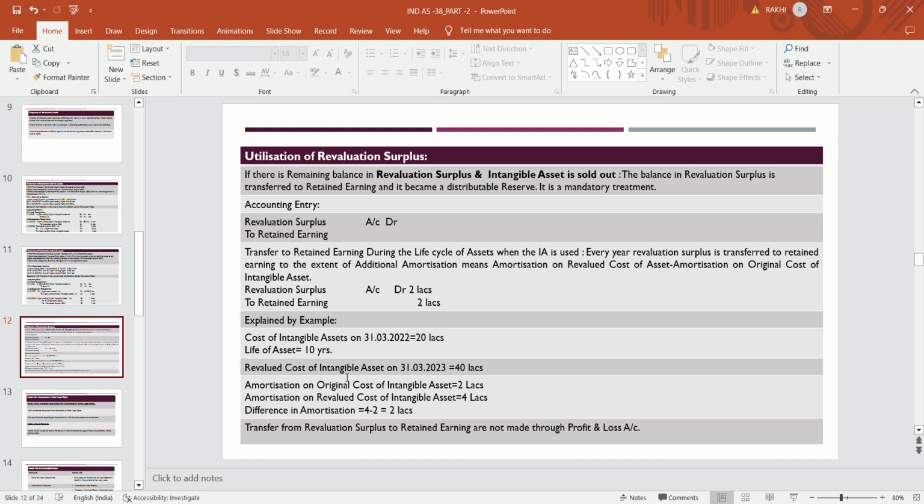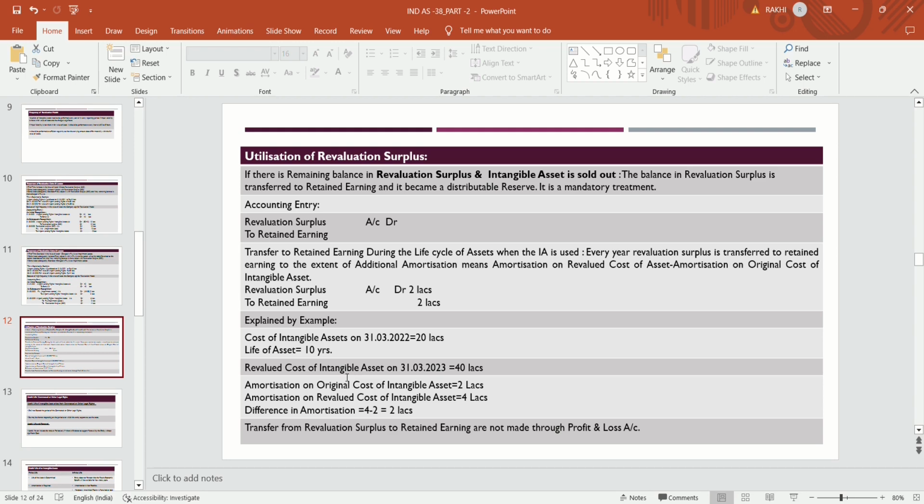To the extent of additional amortization, meaning amortization on revalued cost of the asset minus amortization on original cost of the intangible asset. Firstly we will find out the amortization on revalued cost, and then the amortization on original cost, and the difference is to be transferred from revaluation surplus to retained earnings during the life cycle of the asset. This is to be explained by example.